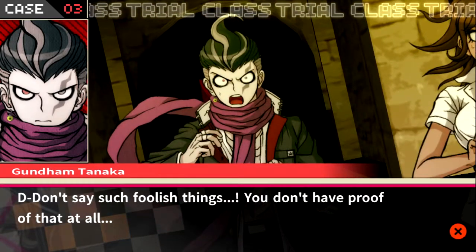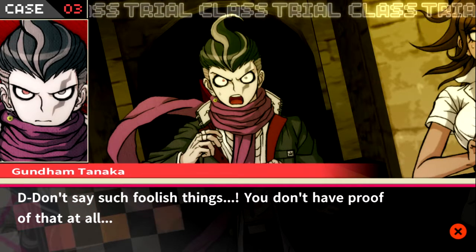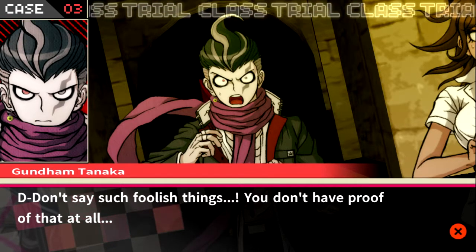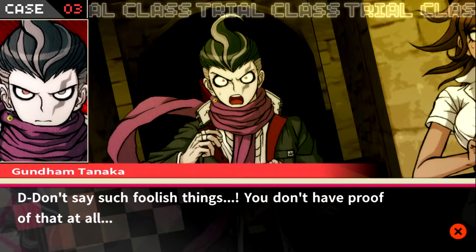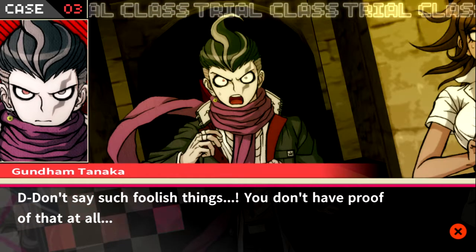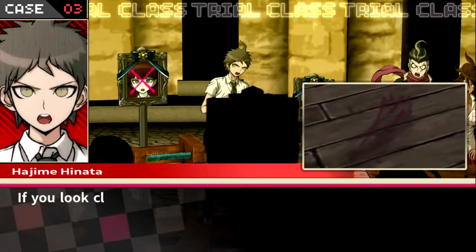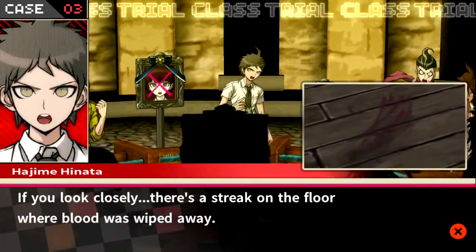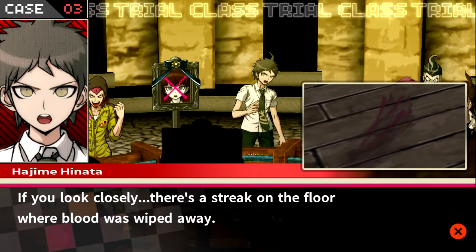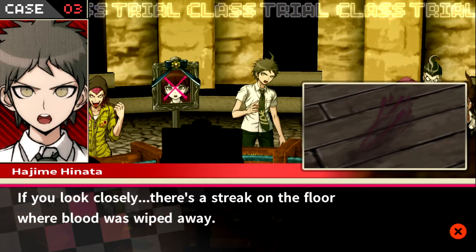See, the thing about Gundam is, and we're gonna see this as we go through his daily life story, but he's just really socially awkward. He wants to be around people, but he doesn't know how to express feelings, which is why he uses this persona. Yes, I do. If you look closely, there's a streak on the floor where blood was wiped away. He's really good to animals because he spent so much time alone with animals. Like, he didn't get any people time, so he's really awkward around people.